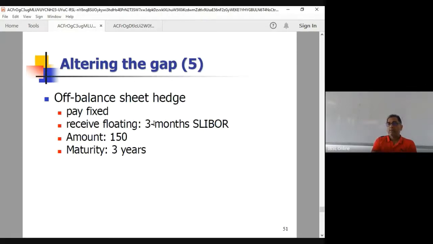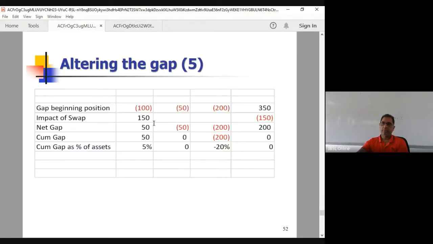The next thing is altering the gap with an off-balance sheet item. So what are the off-balance sheet items we're talking about here? It is basically something like an interest rate swap, where you either pay or receive fixed. In this case, you're paying fixed, so it's basically like a liability where you're borrowing for a certain period and paying a fixed interest rate for that. And your floating leg will be where you're receiving the 3-month SLIBOR for this. Amount is 150 million, maturity is 3 years for this example.